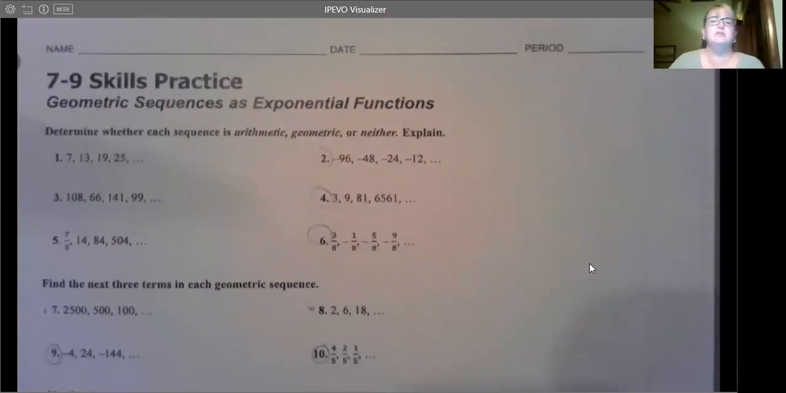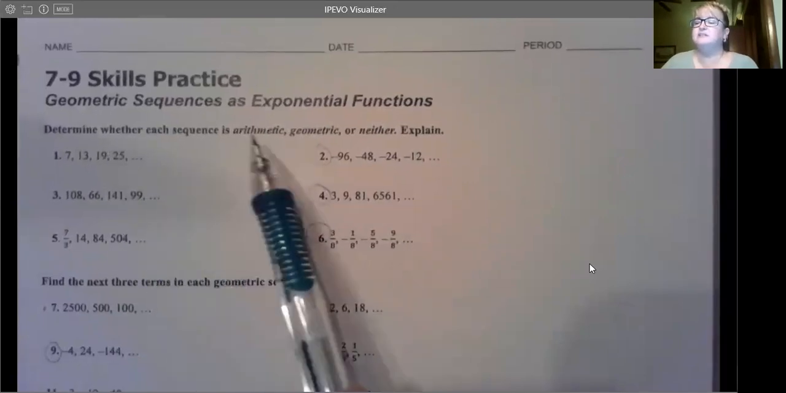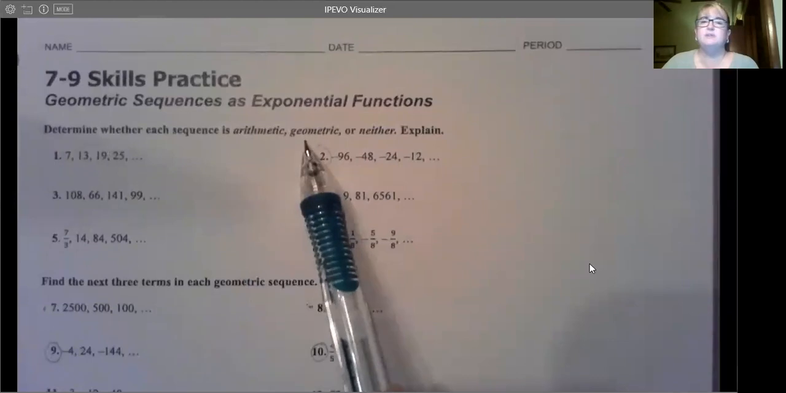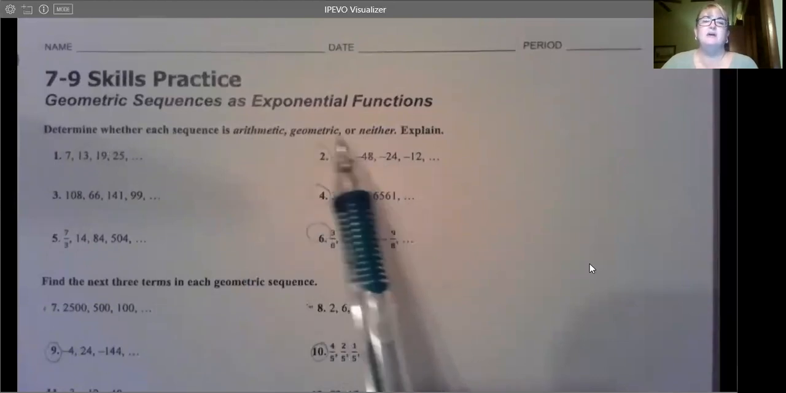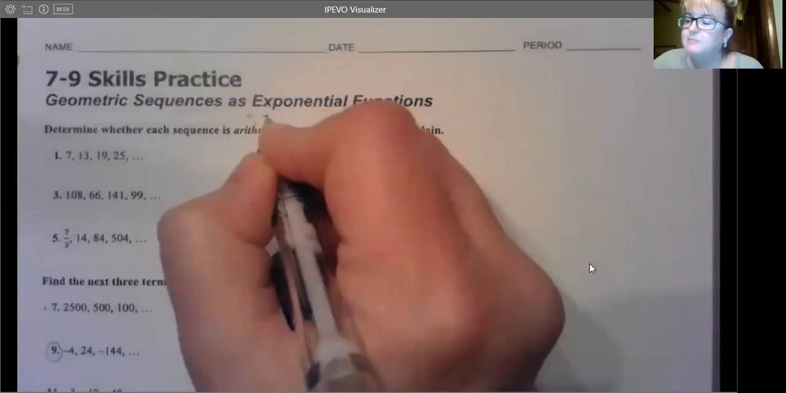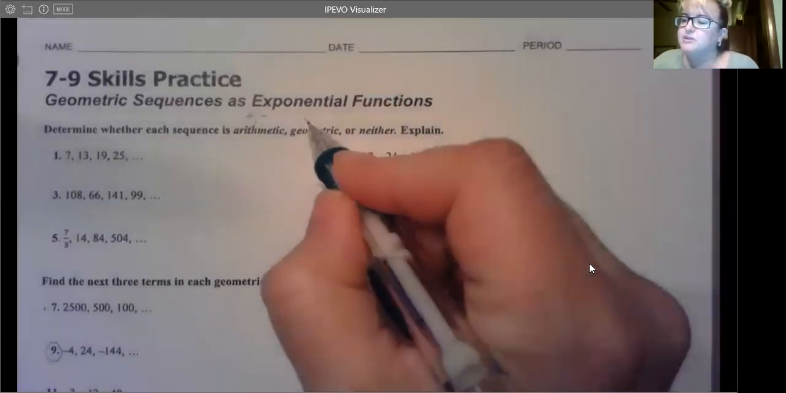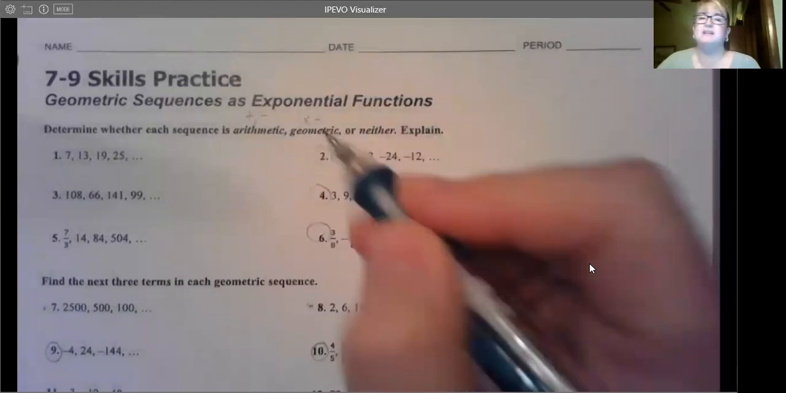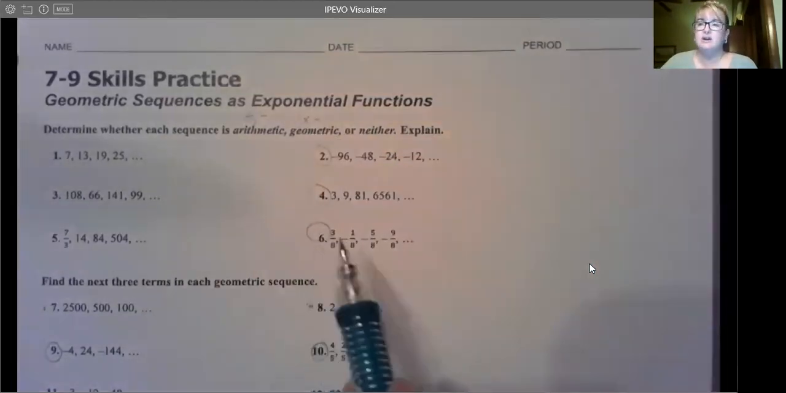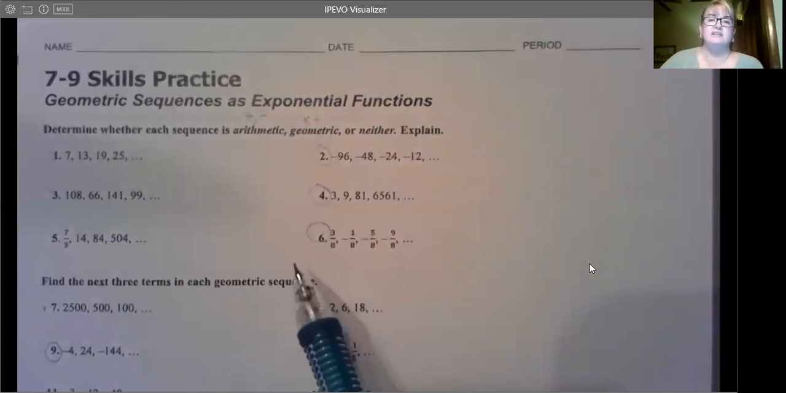This is divided into 3 parts. The first one says determine whether the sequence is arithmetic, geometric, or neither. Now, arithmetic, again, you're adding or subtracting by the same number each time. So it's going up by the same number or down by the same number. Geometric, you're multiplying or dividing by the same number. Neither, you don't know what's going on. So let's take a look at this.